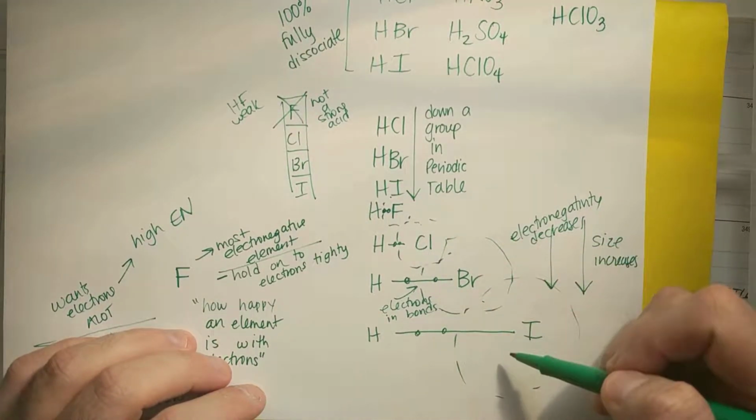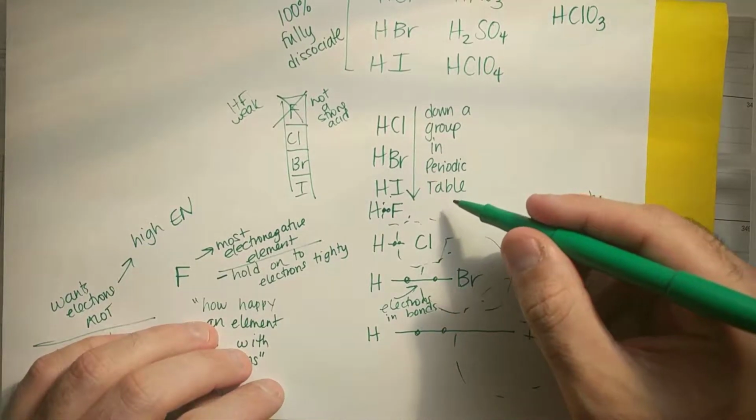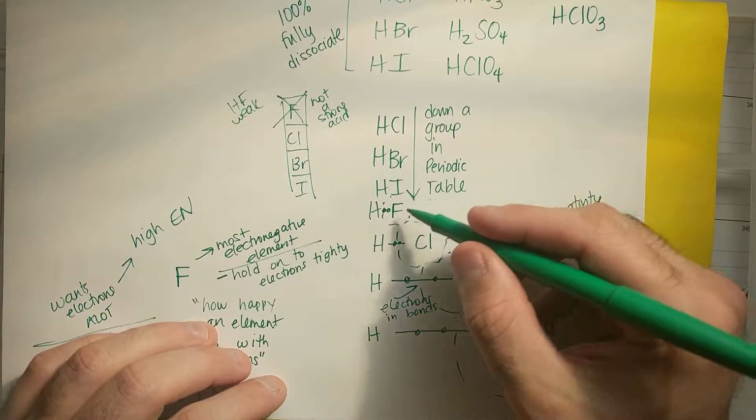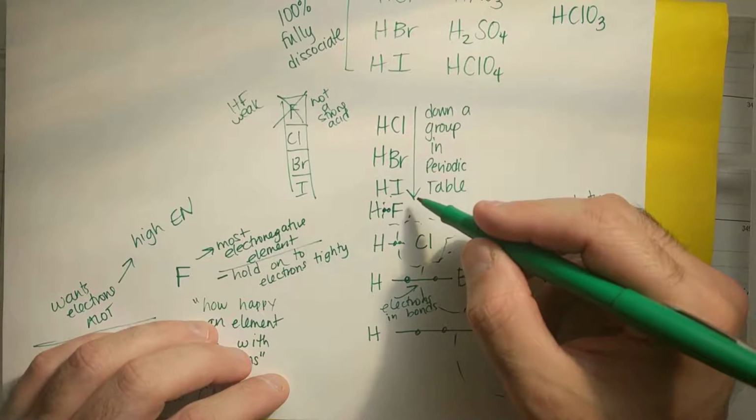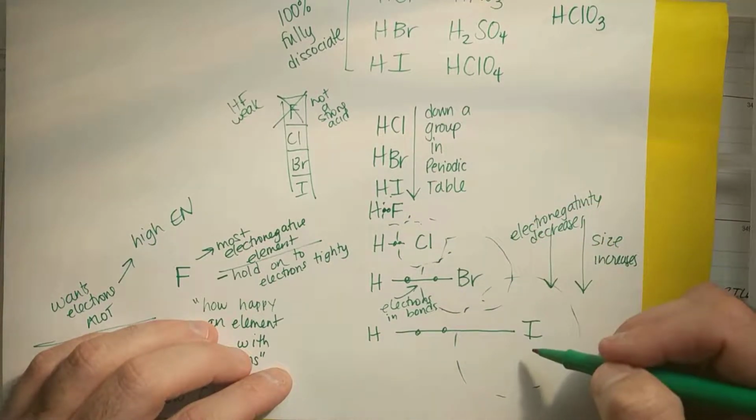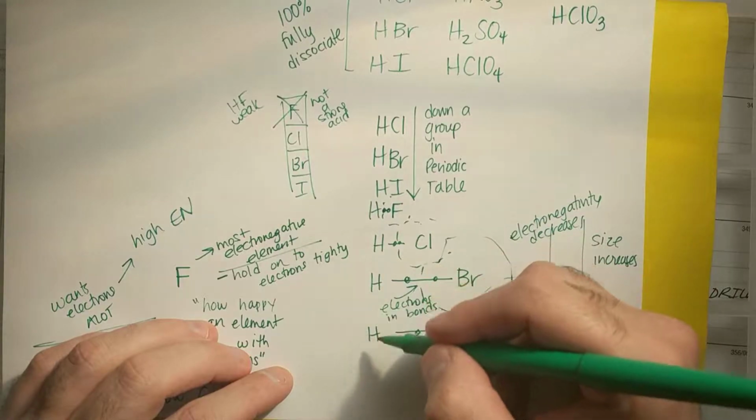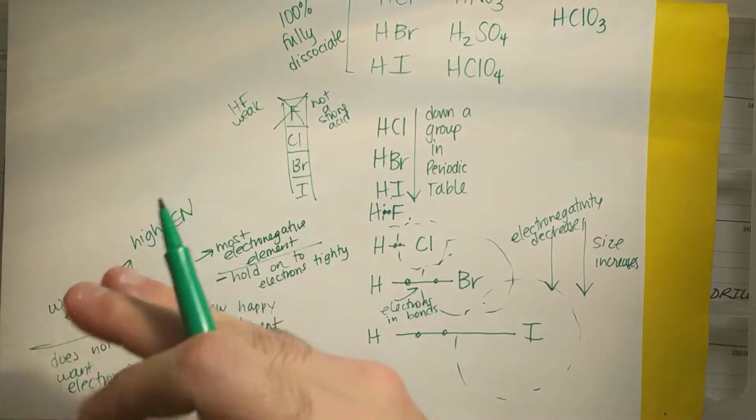And HCl, HBr, and HI, all of them have lower electronegativities than HF, or the F, actually. The F has the highest electronegativity compared to Cl, Br, and I. And because of that, all of these H's are able to dissociate off fully.